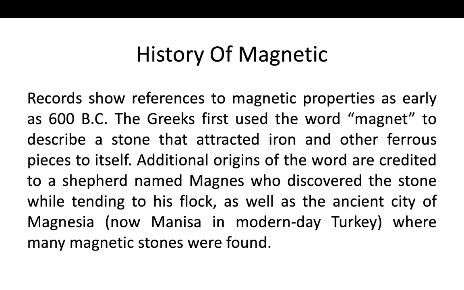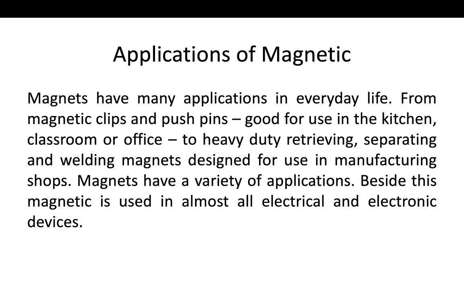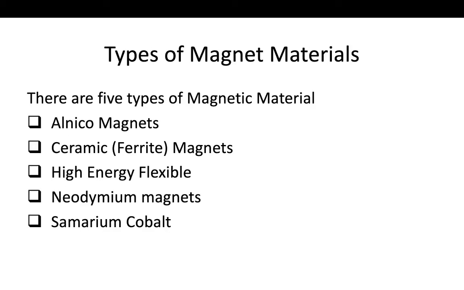History: it is 600 BC old. The Greek word was used, magnet. And why was magnet used? Because the person who found the first stone was Magnus, so in the name of that it was named magnet. The first device was the compass. Applications are in everyday life. In all the electrical and electronic devices, magnets are used.